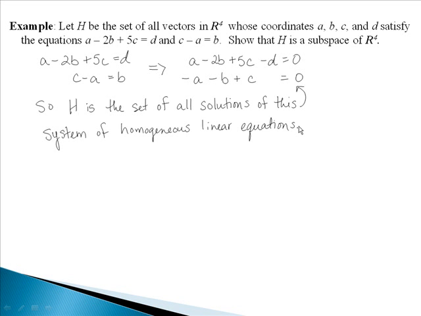So we see then that H is the set of all solutions of this system of homogeneous linear equations, since we were able to solve them and have them equal to 0. So we're talking now about the null space. So then we can now apply Theorem 2. So then we see by Theorem 2 that H is a subspace of R4, since H was the null space.